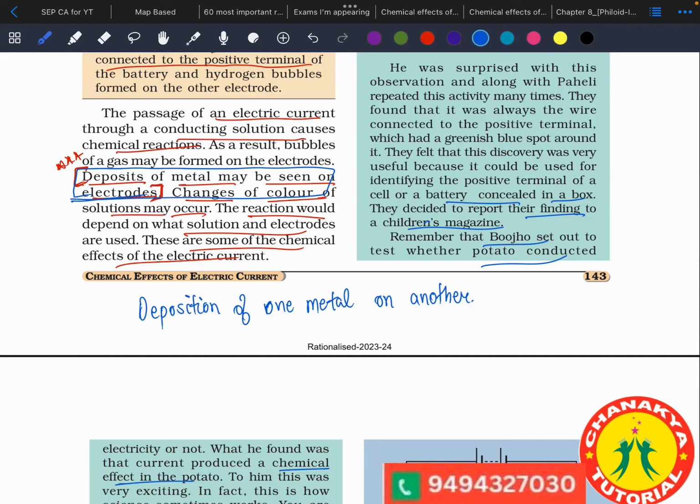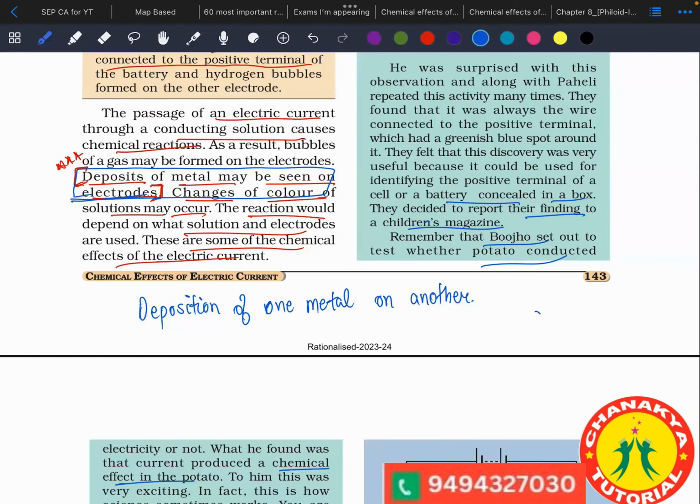So what does this rusting of iron do? It degrades the quality of iron. So we use specific kinds of materials. We deposit a specific kind of material on this iron so that the rusting does not take place.